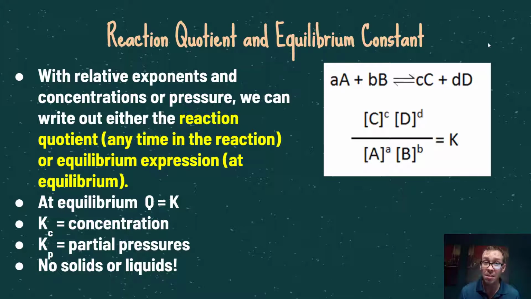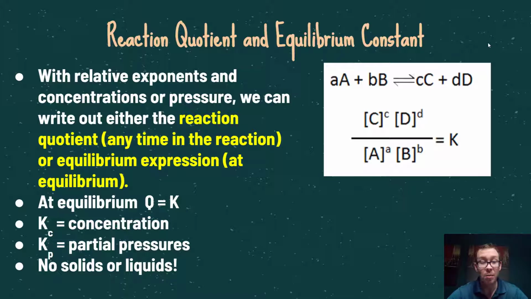You can calculate it at the very beginning, you can calculate it at the end, you can calculate it at equilibrium. K is specifically for when a reaction is at equilibrium. And what's nice is that we can compare the values of Q and K in order to determine which direction the reaction is going to proceed in order to reach equilibrium. So at equilibrium, Q is going to equal K.